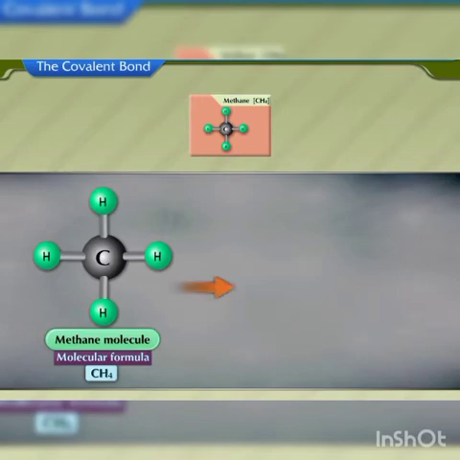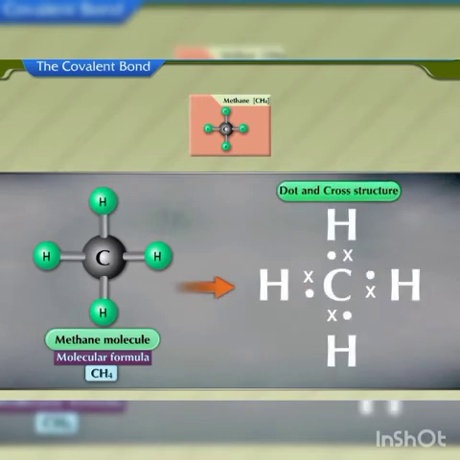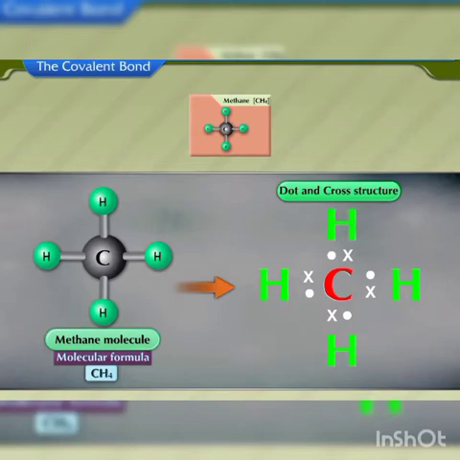Methane can also be represented by an electron dot and cross structure. In the methane molecule, the carbon atom is centrally placed. Electrons of carbon are shown as crosses and the electrons of hydrogen are shown as dots.